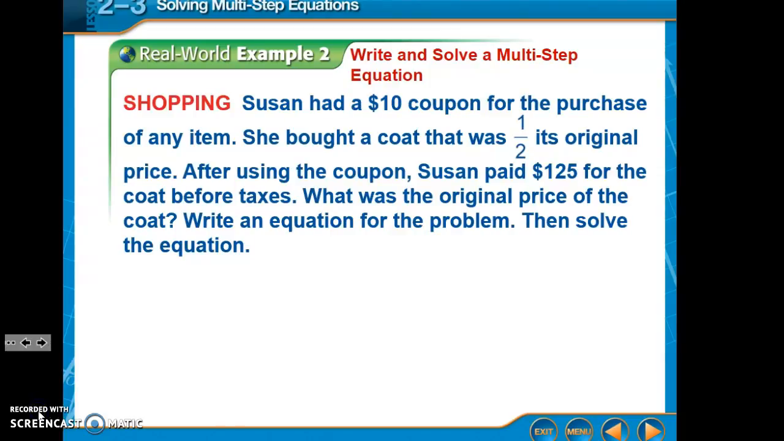The title for this one is Write and Solve a Multi-Step Equation. So write, that was from 2.1, where we are going to work with a word problem. So we need to create our equation from that, and then we will solve our multi-step equation.